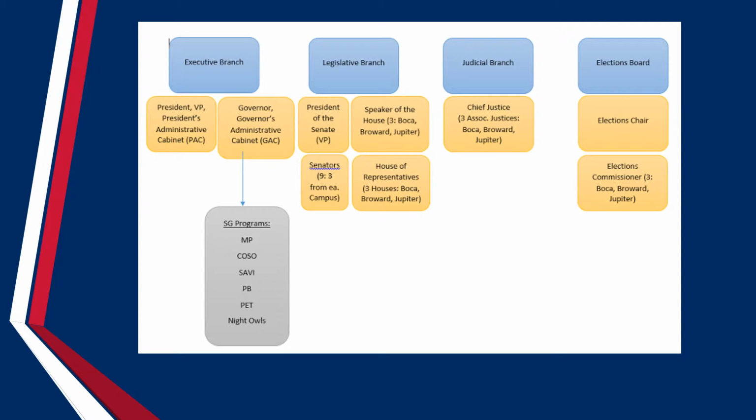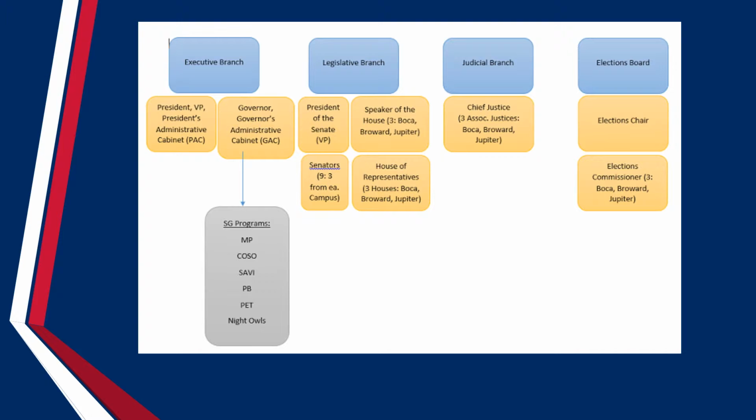Next, we have the Speaker of the House. There are 3 speakers, 1 from each campus, 1 in Boca, 1 in Broward, and 1 in Jupiter. They are in control of the House of Representatives. So there are 3 houses, just like there are 3 speakers. Each house contains different numbers due to the population that attends that campus. For the year 2016, the Boca Raton campus should have 61 members, Broward House should have 8 members, and Jupiter House should have 6 members. Again, the number fluctuates year to year. We'll be going in depth about the House of Representatives and the expectations and what they actually do in the House.